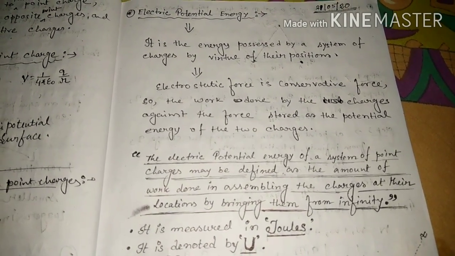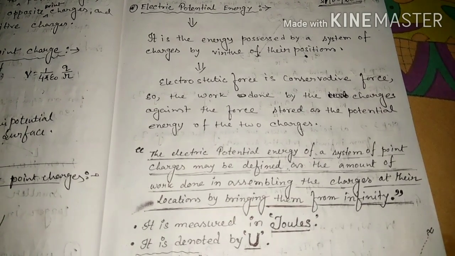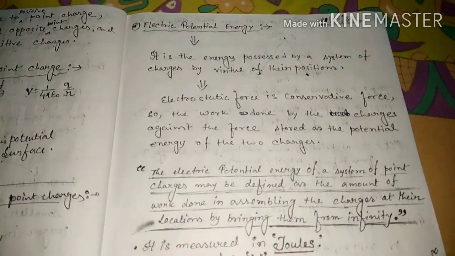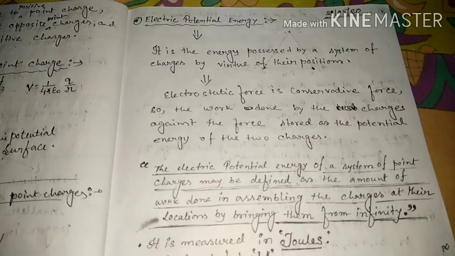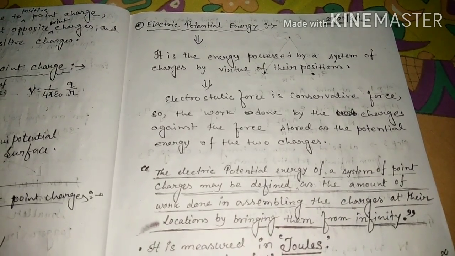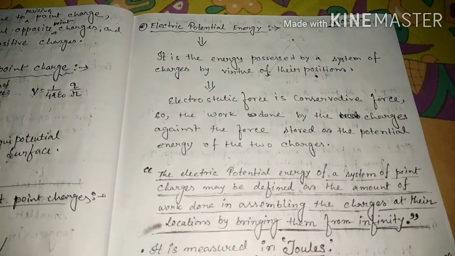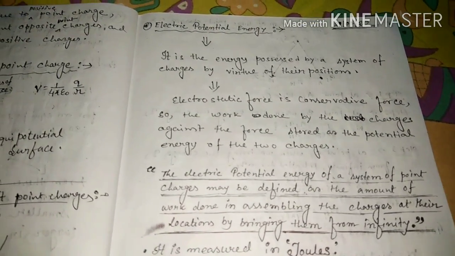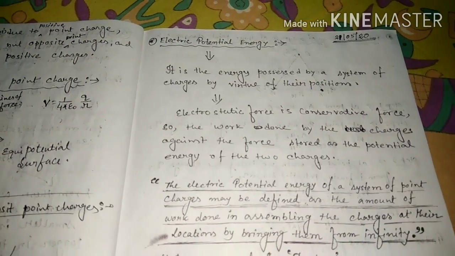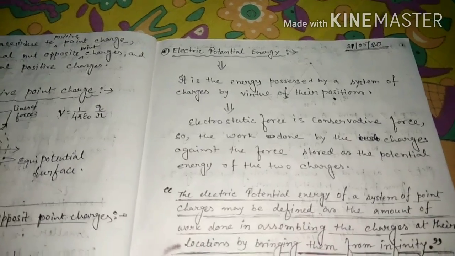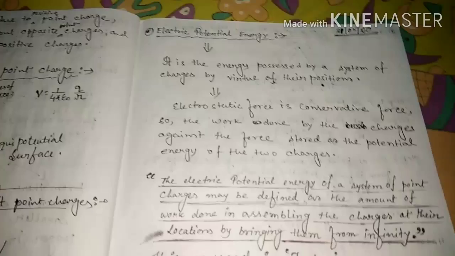Okay, so today we study a new topic of this chapter, that is electric potential energy. We know that potential energy is the energy possessed by a system of charges, or by a body by virtue of its position. When an object is at rest, the energy it possesses due to its position is called potential energy. And when the object is in motion, that type of energy is called kinetic energy.